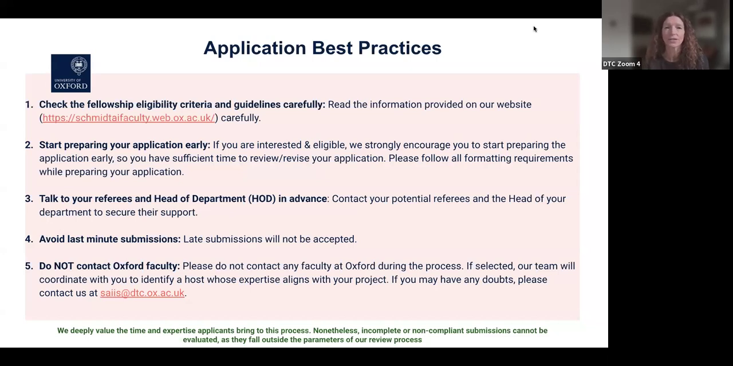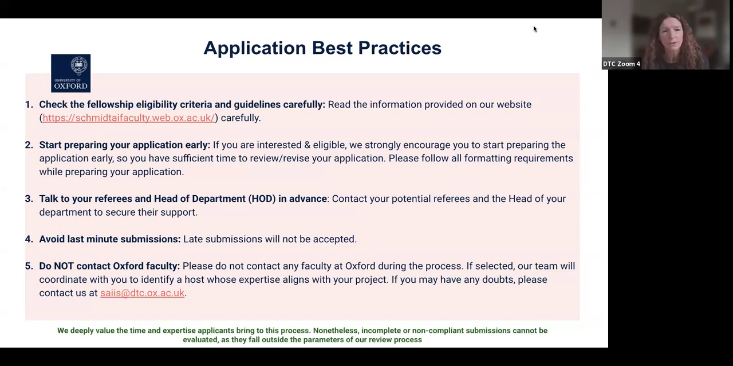Start preparing your application early. We did have applicants in the previous cohort that didn't successfully apply because they didn't complete their applications in time. So if you're interested and eligible, we strongly encourage you to start preparing your application early so that you've got sufficient time to review it, to revise it, and to submit it.